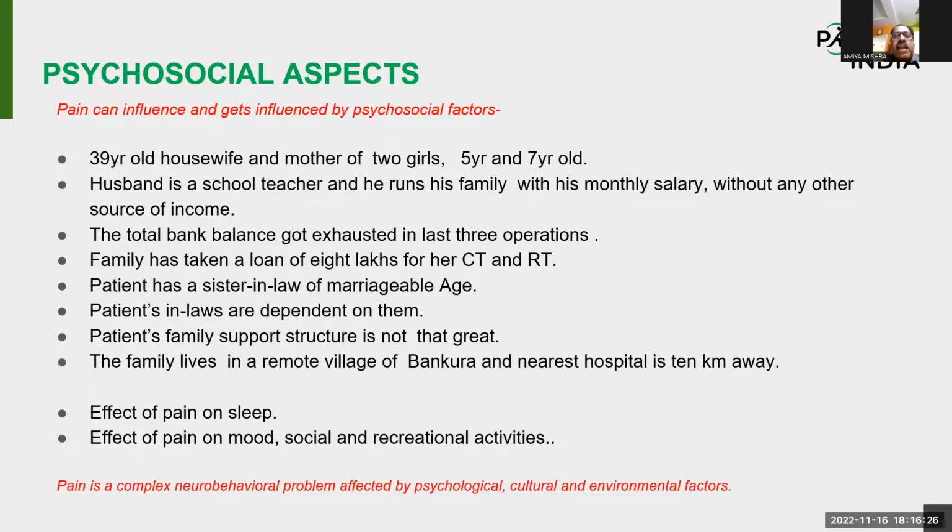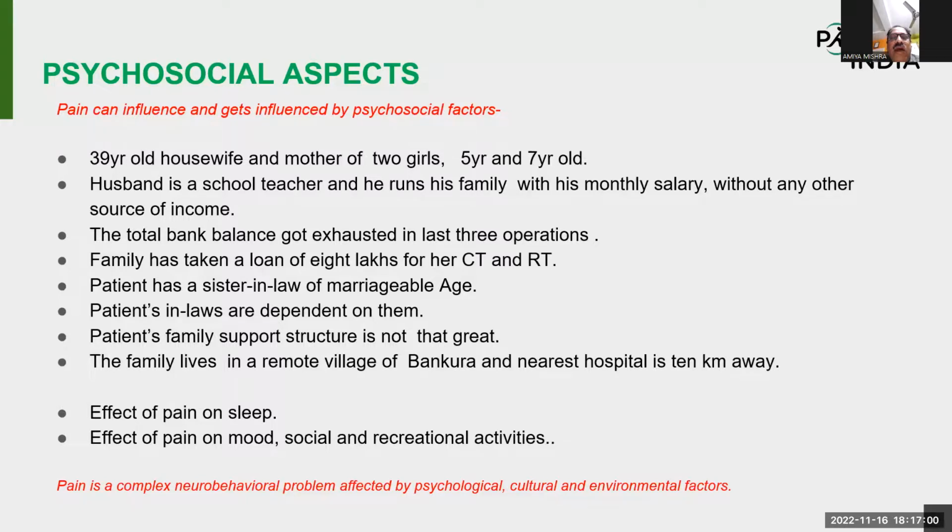Coming to the psychosocial aspects, as you know, pain can influence and also gets influenced by psychosocial factors. She is a 39-year-old housewife and mother of 2 girls, one is 5 years old, another is 7 years old. Husband is a school teacher and he runs his family with his monthly salary without any other source of income. The total bank balance got exhausted in the last 3 operations. Family has taken a loan of 8 lakhs for her chemotherapy and radiotherapy.